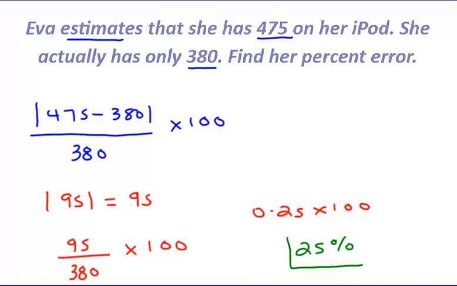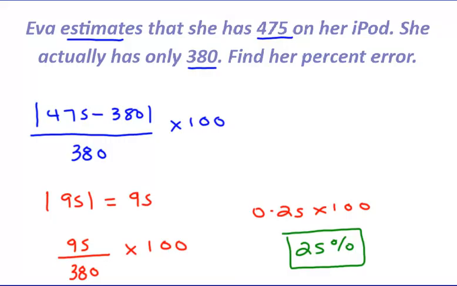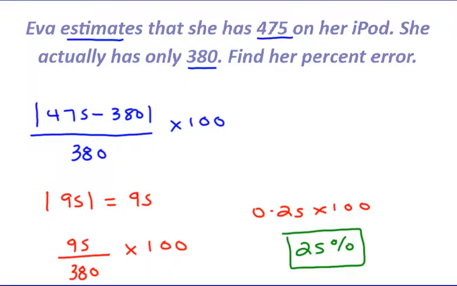All right, go ahead and hit pause if you're not done. So here our estimated value with the songs on her iPod was 475. So 475 minus 380 over 380. 475 minus 380 is going to give us 95 once we do the absolute value. 95 divided by 380 is 0.25. And when we make that a percent times 100, it is 25%. Okay, go ahead and look at this one as well.